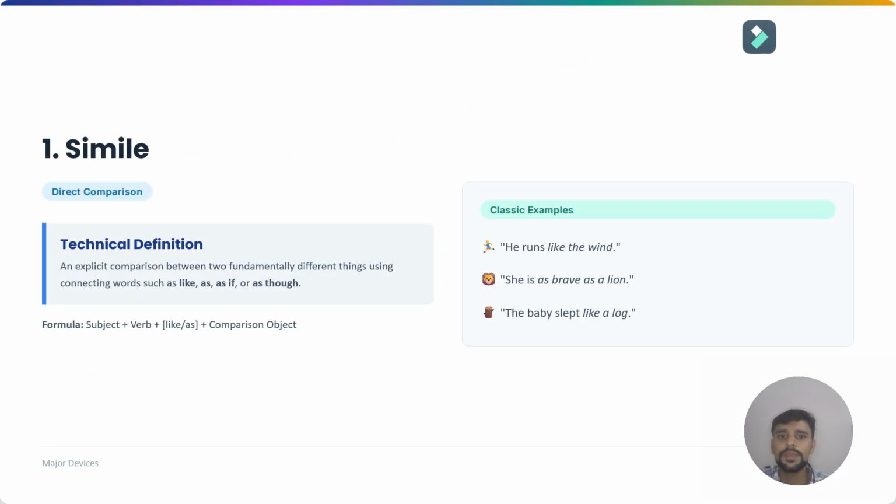So here, let's begin with one of the most recognizable figures of speech, simile. A simile makes an explicit comparison between two different things. The most common connecting words are like, as if, and as though. For example, he runs like the wind. We are comparing his speed with the speed of the wind. She is as brave as a lion. We compare her bravery with that associated with the lion. The baby slept like a log. The comparison communicates deep, motionless sleep.